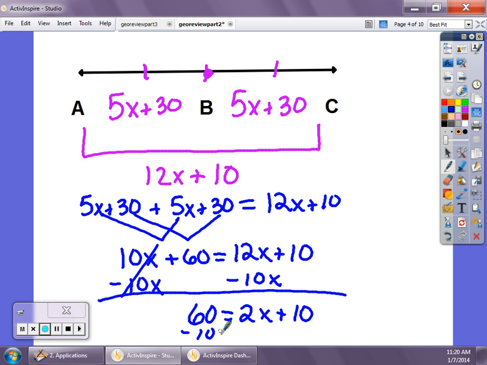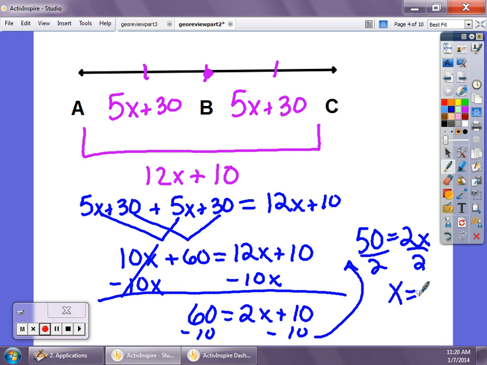Excellent. Subtract 10 from both sides. I'm going to have to carry my work over here because I ran out of room. So 50 equals 2x. Then what do I do? Divide by 2. X equals 25. Am I done? Did it ask for x or something else? I'm done because it asked for x. Excellent job.